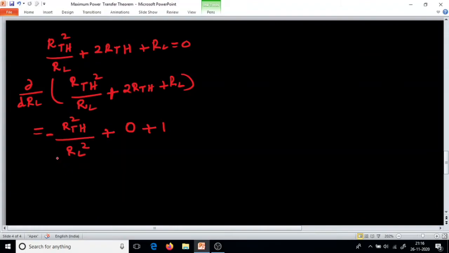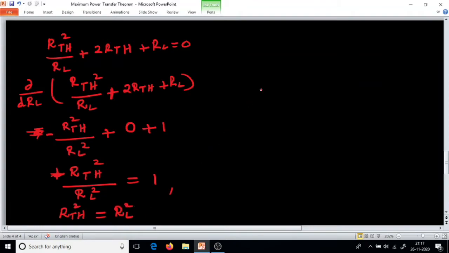Now, if we multiply, minus RL plus RTH square divided by RL square equal to 1. Now RTH square equal to RL square. So we will get RTH equal to RL.